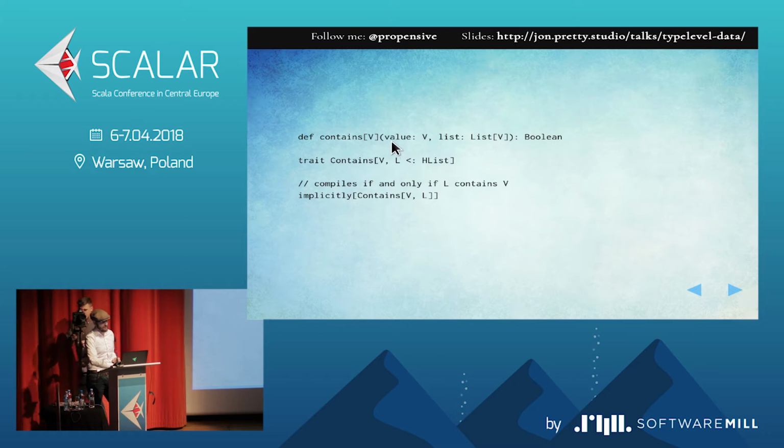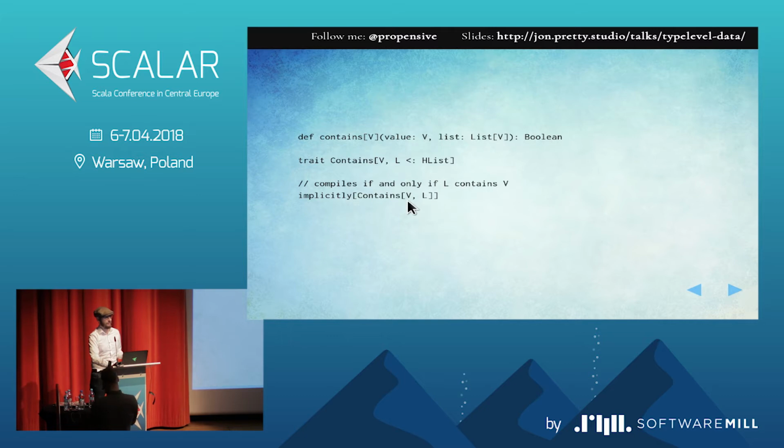You can see that whilst the method there takes a value and a list, our trait at the type level now has a type parameter for the value, which I'm calling V, and a type parameter for the list that may or may not contain that V. And what we want to happen is for this to compile successfully only if our list L, our HList L, contains the type V.